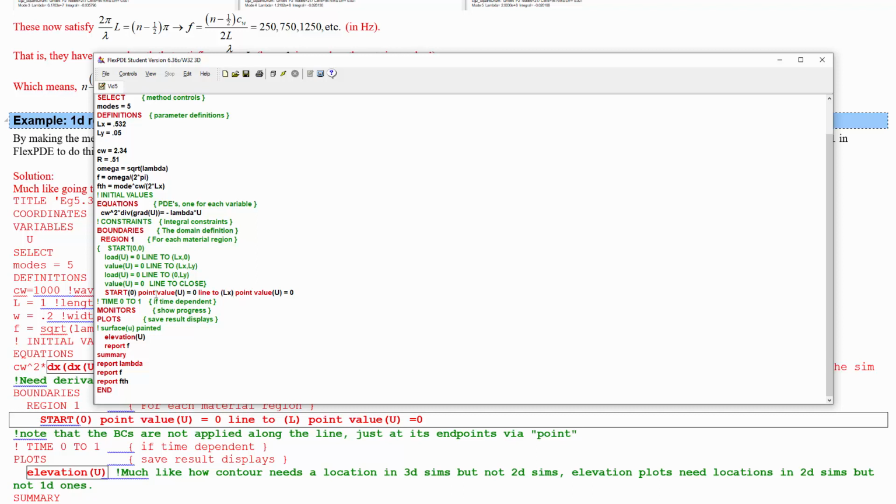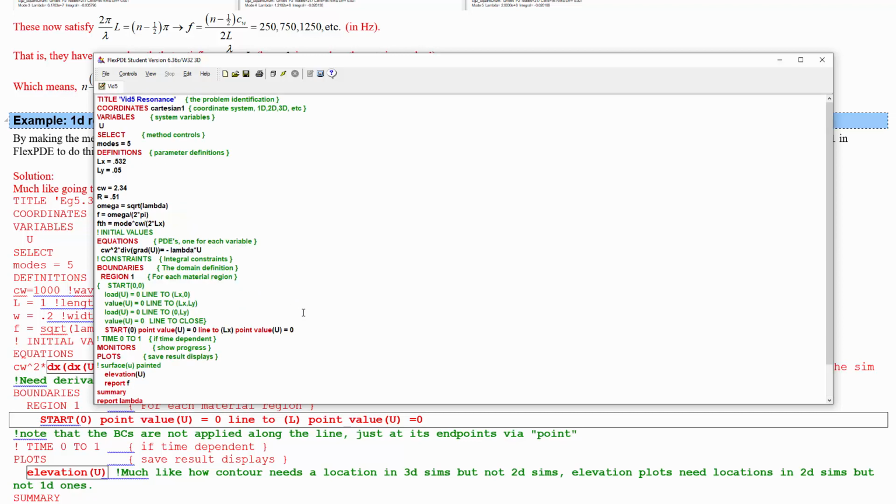A point value boundary condition says make this true right now and then go back to this not being true. Go back to the default, which is load 0. So it doesn't apply anything over the duration of this line, just at the endpoint 0, and then again at the endpoint LX. Okay, so I think that should do it.